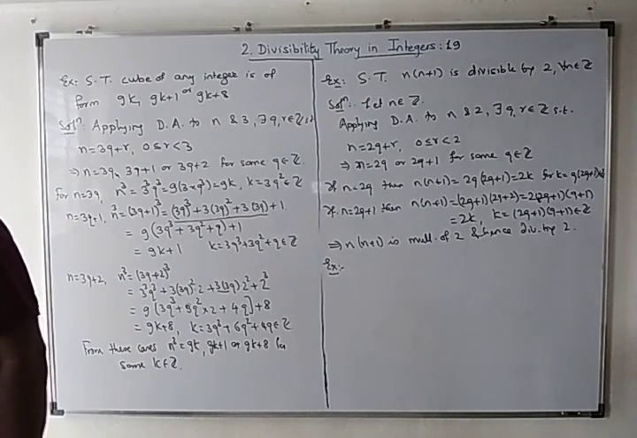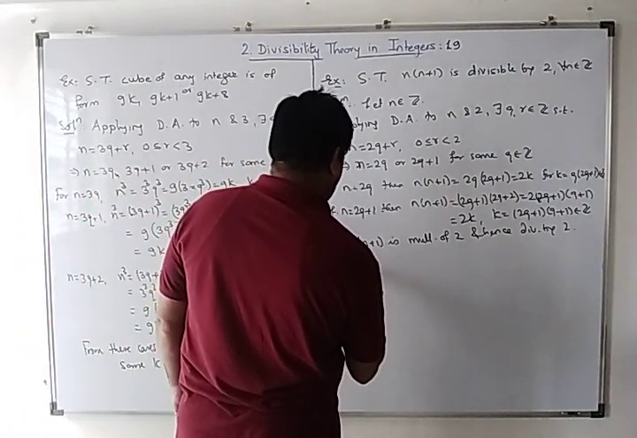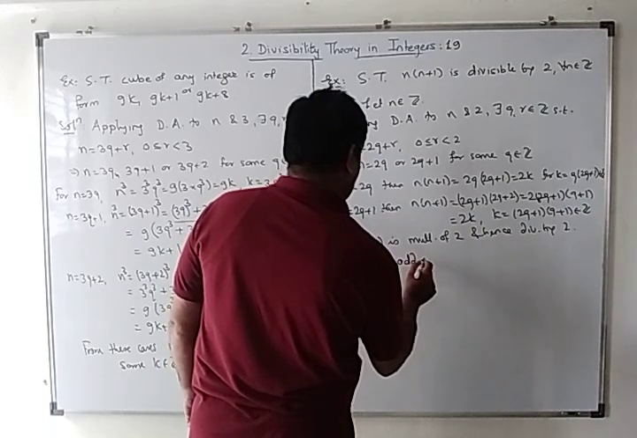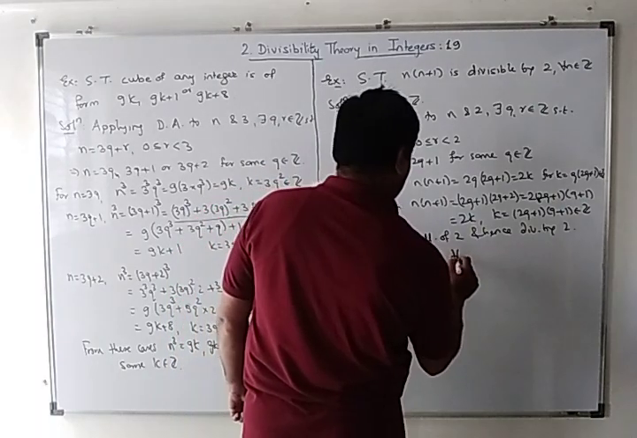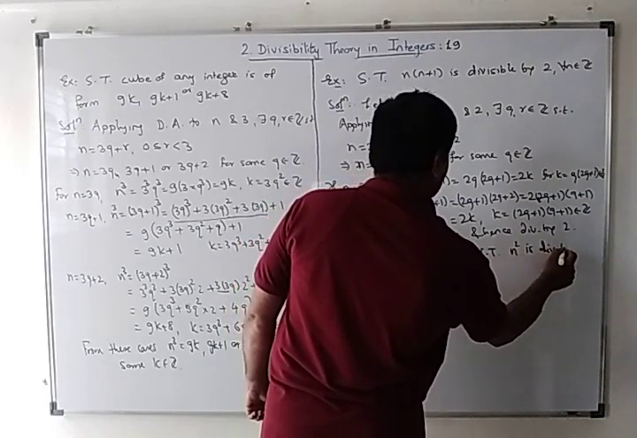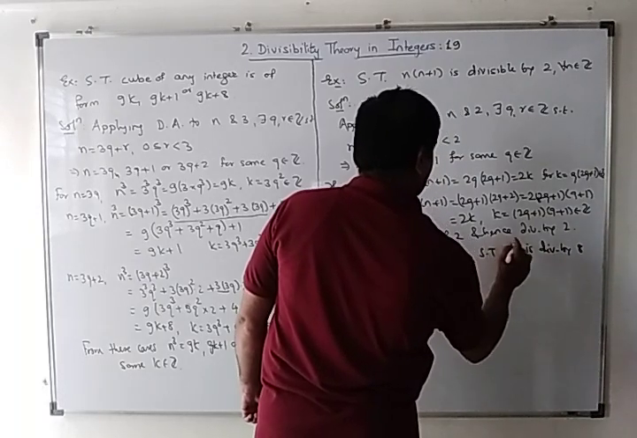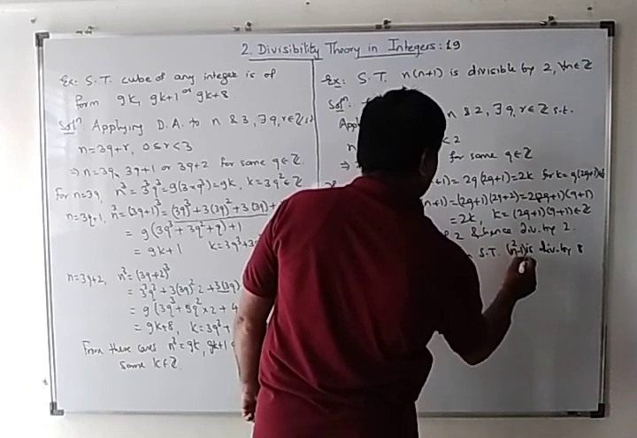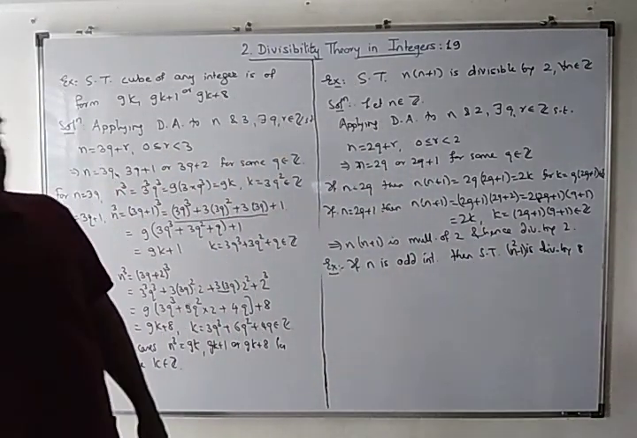Next example. If n is an odd integer, then show that n square minus 1 is divisible by 8.